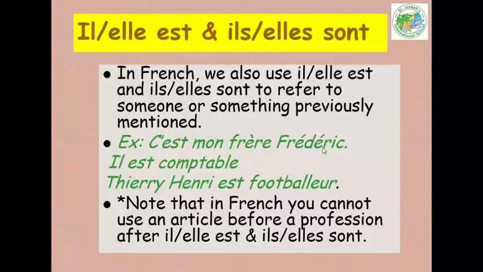Il est comptable. Thierry Henry est footballeur. Okay? In French, you don't write an article before a profession. After le verbe être, you don't say Thierry Henry est un footballeur. You don't put un here because the profession is like something well known. You don't have to write an article with it. Okay? So these notes are very important. So don't forget this.